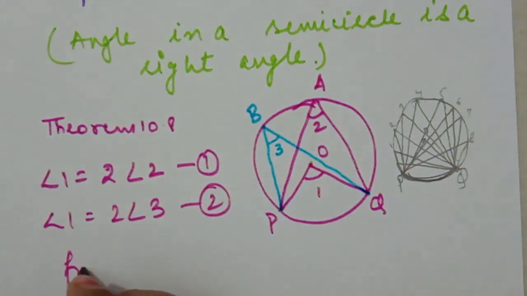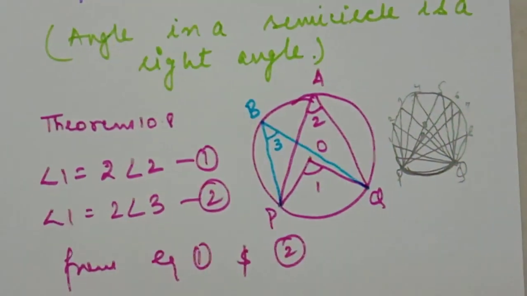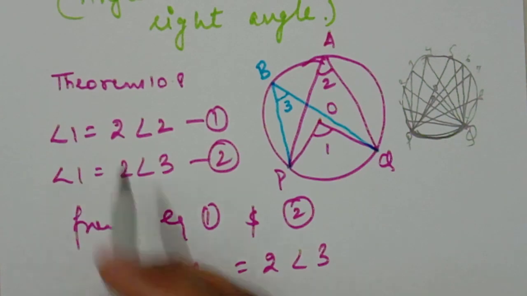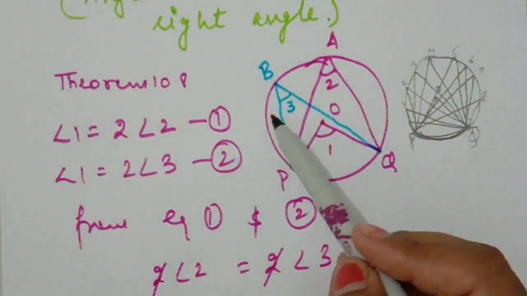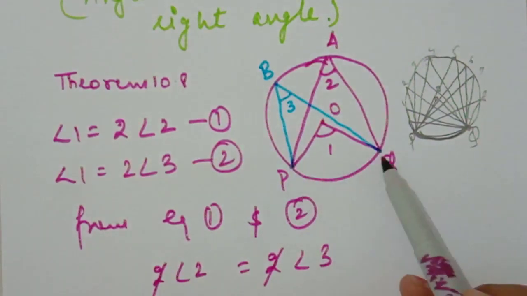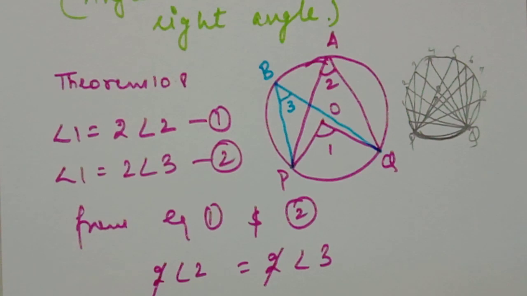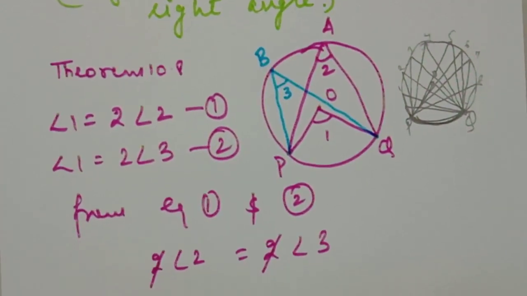So students, from equations 1 and 2, double of angle 2 is also equal to double of angle 3. They both are equal to angle 1. 2 is cancelled with 2. So angles 2 and 3 are also equal to each other. Now I have proved that angles present in the same segment, made by the same arc, meaning the endpoints of the angles are the same, are equal in measure.